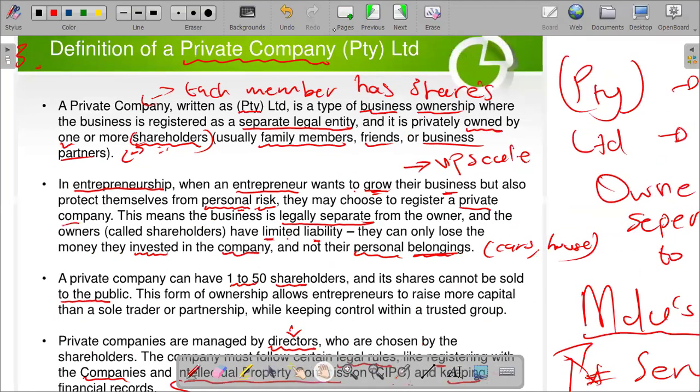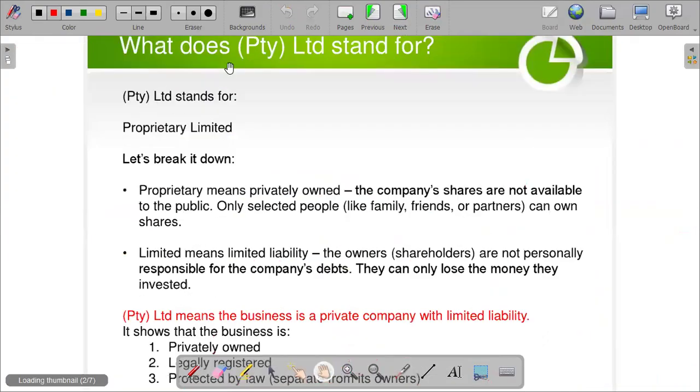Remember the PTY Limited. So let's go into it and explain what PTY Ltd stands for. Number one, here we have the PTY in the definition. The PTY. So for instance, the name will be.